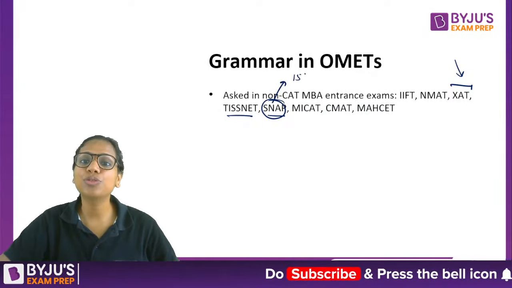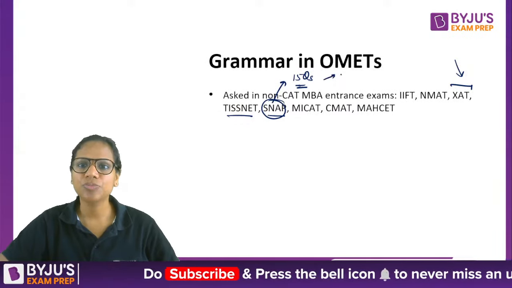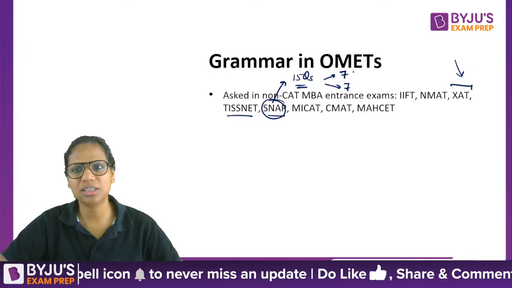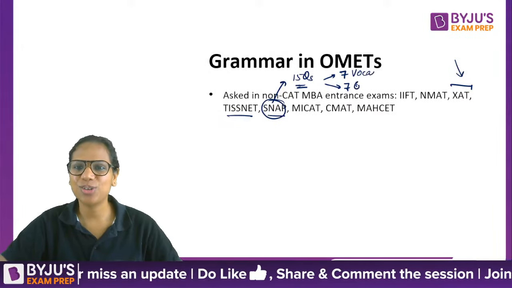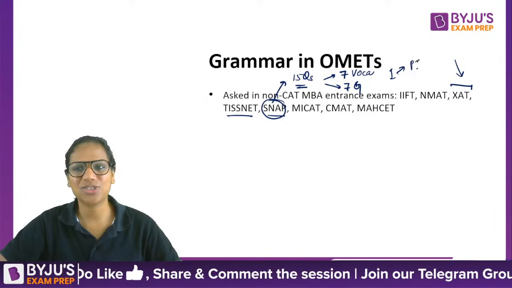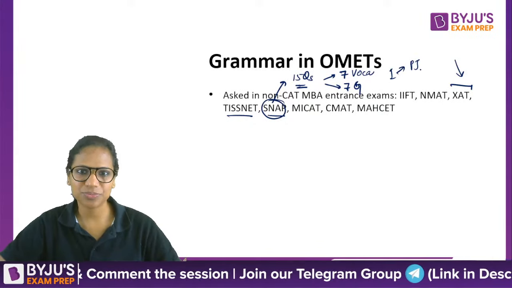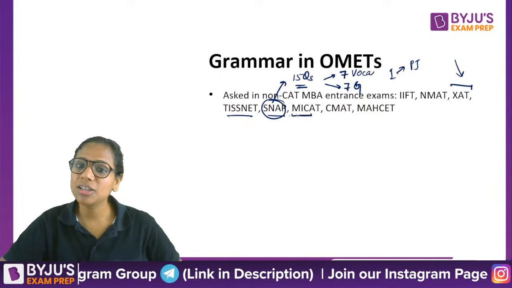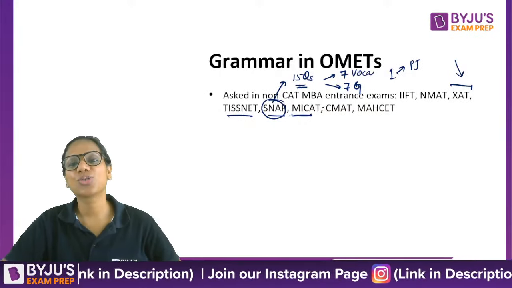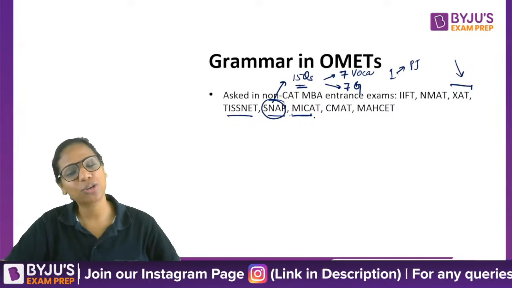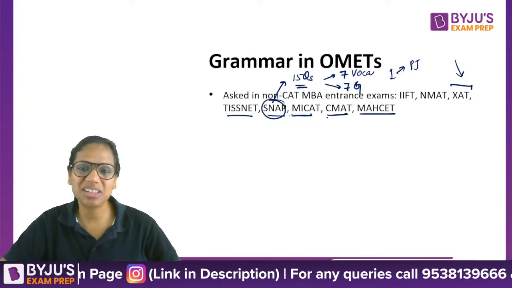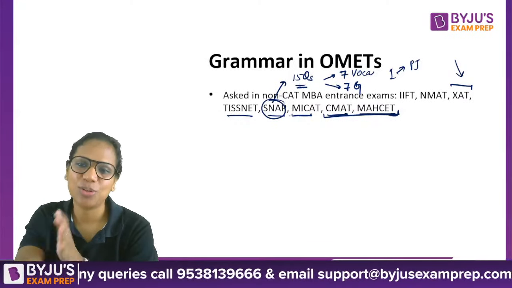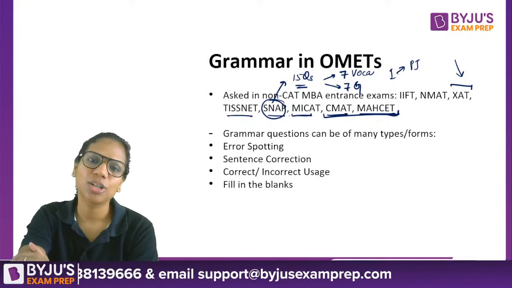In fact, out of the 15 questions in SNAP, for instance in last year's slot 3, the spread was like this: 7 on vocabulary, 7 on grammar, and just 1 question on parajumble. That's how it was for SNAP. Okay. MICAT, in case some of you are interested in MICA, Mudra Institute of Communications. MICAT also asks grammar questions. CMAT, MAHCET, some of you have already taken them. So all your non-CAT exams out there do ask grammar questions.